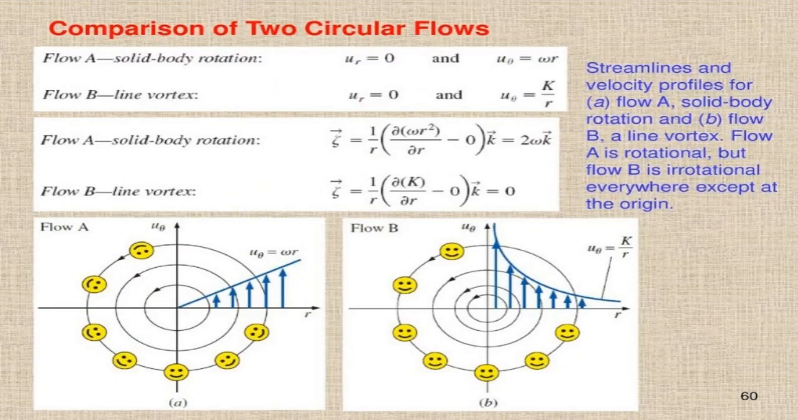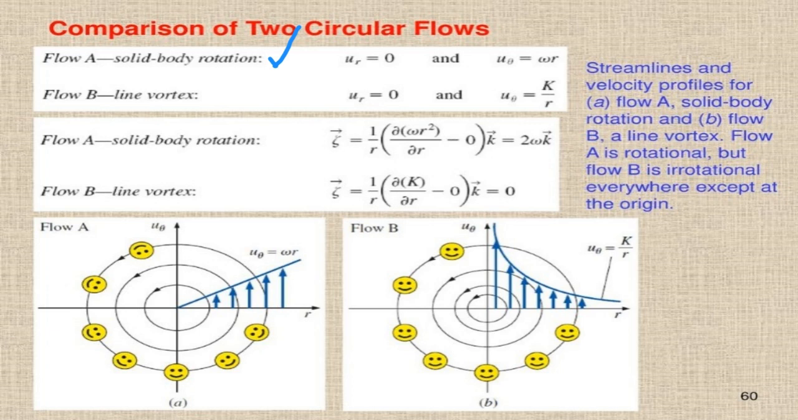We have some examples of cylindrical coordinates. We have 2 different flows. There will be another one. The first flow is solid body rotation. Solid body rotation means rotation about an axis, like a whirlpool.